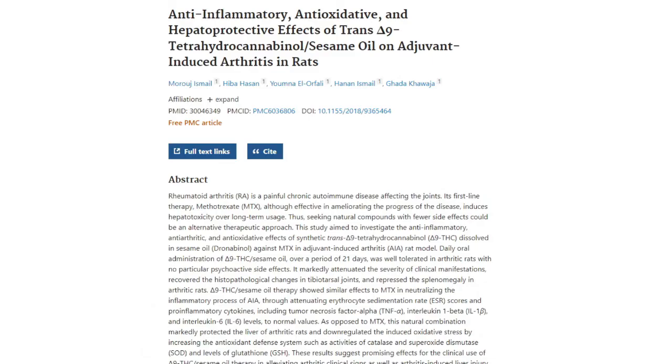In our last study, essentially, we're comparing the efficacy of methotrexate and delta-9 THC / sesame oil for the treatment of RA. The results suggest promising effects for the clinical use of delta-9 THC and sesame oil therapy in alleviating arthritis clinical signs, as well as preventing arthritis-induced liver injury, which is pretty common with methotrexate. So essentially, it's a drug with fewer side effects, which is always welcome.